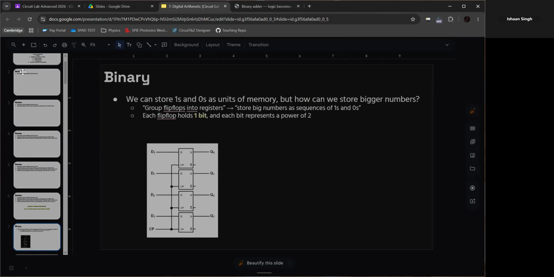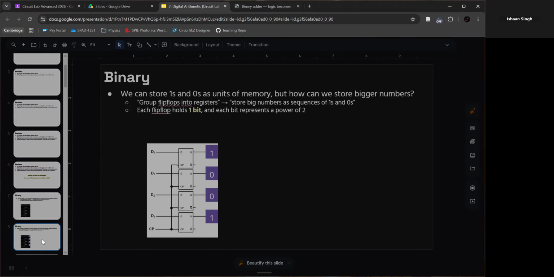So again, just to recap, we can store ones and zeros. This is a register. So maybe we have a 4-bit number here. Maybe that number is 1001, right? So each flip-flop holds 1 bit, and each bit represents a power of 2. This is how we store numbers in binary. So say we have 1001.